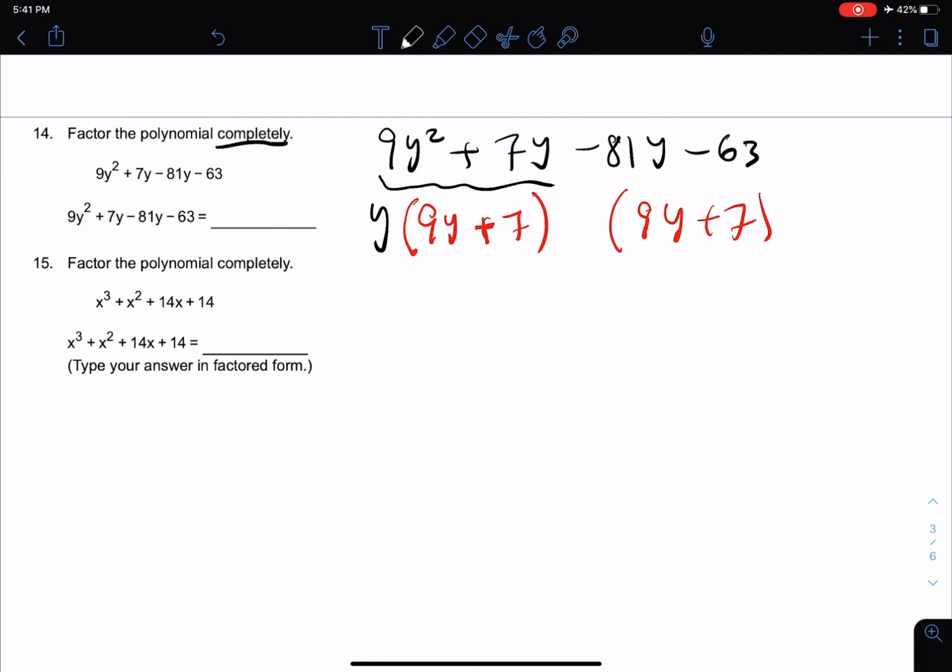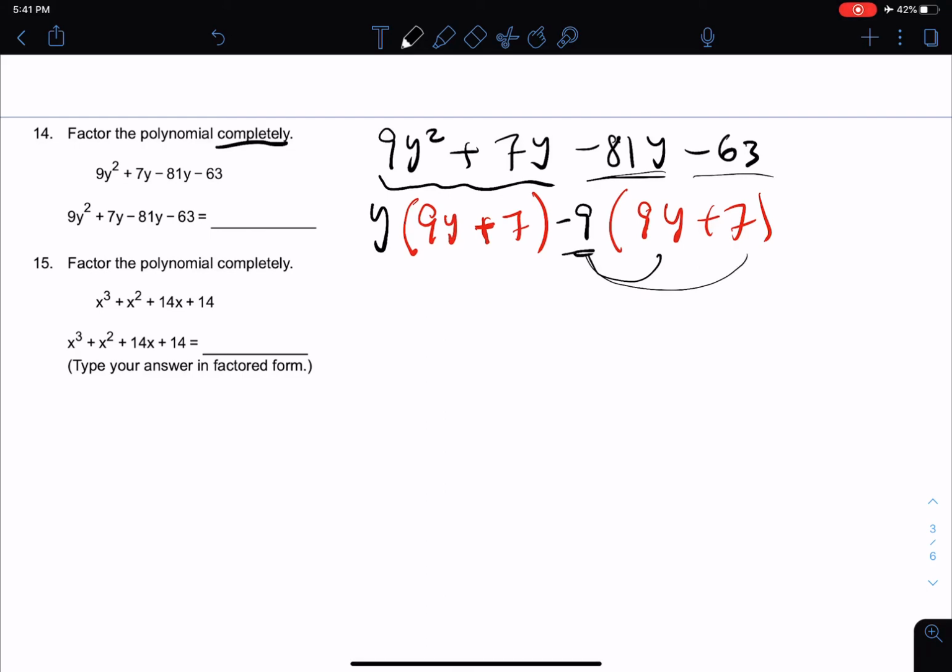Now what times 9y is going to give me negative 81y? How about negative 9, right? Negative 9 times 9y is negative 81y. Negative 9 times 7 is negative 63. Perfect.